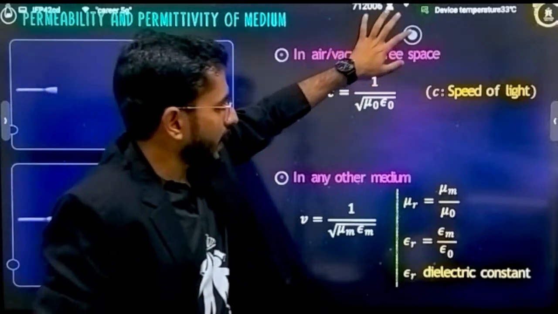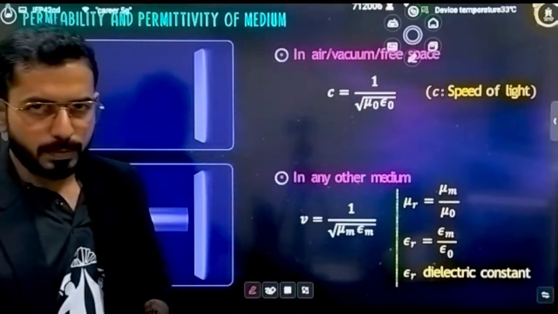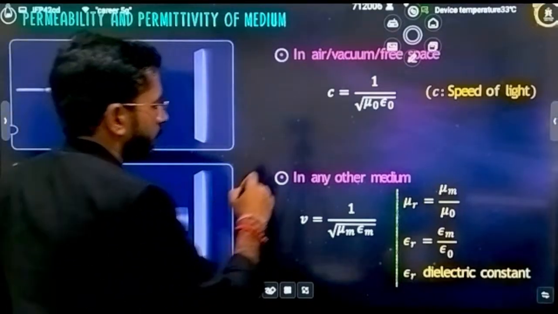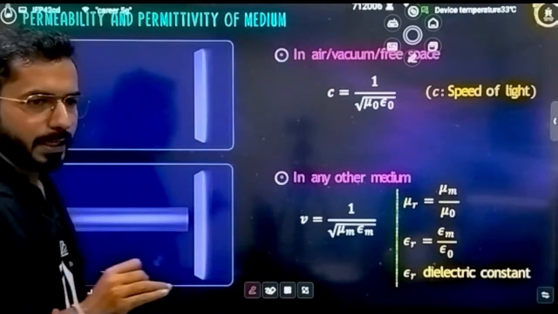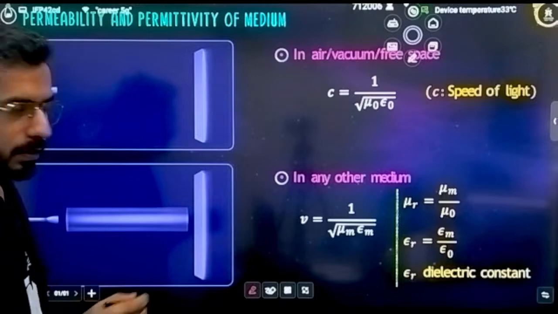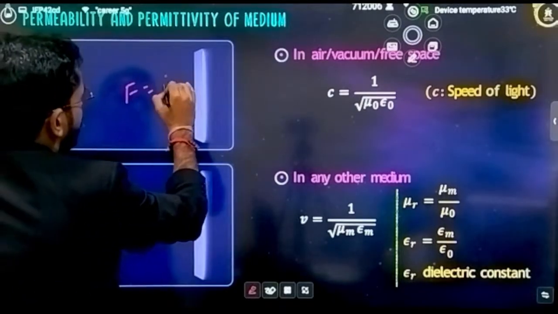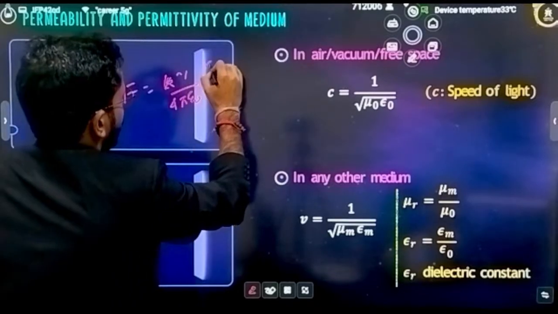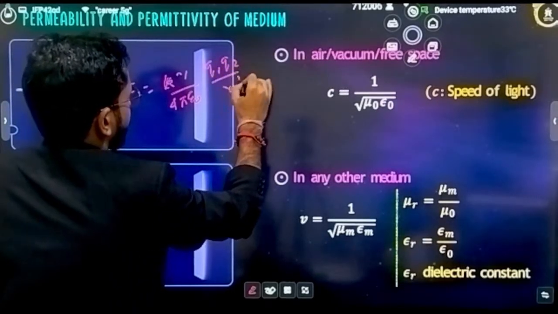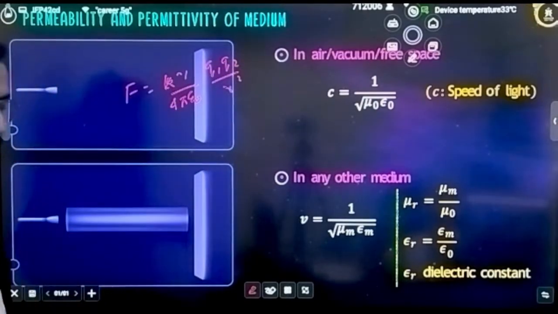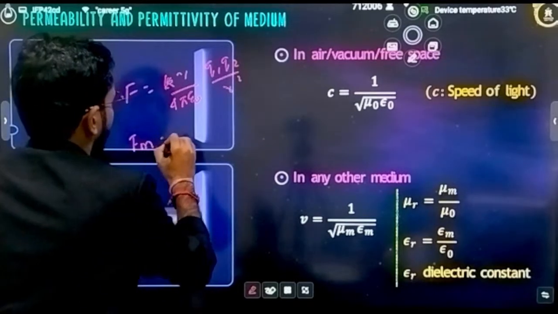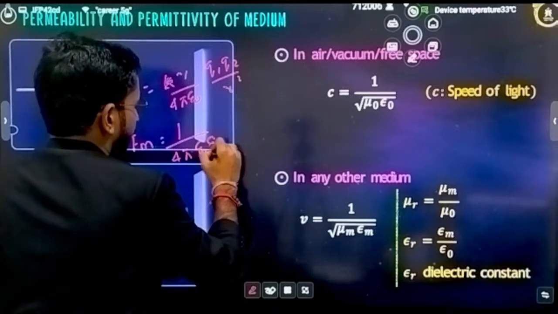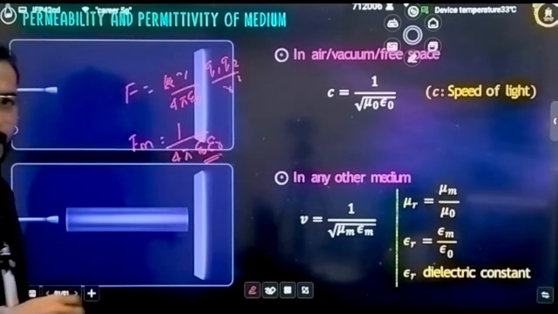So if I am talking about any medium we are entering, how will we write in that medium? You remember in electrostatics, if I am entering into a medium, how I have written Coulomb's law? I have written F is equal to K, or K can be written as 1 by 4 pi epsilon naught, into Q1 Q2 divided by R square, correct? And when we discuss the same thing in a medium, K can be written as 1 by 4 pi epsilon naught multiplied by epsilon R. That is the relative permittivity.